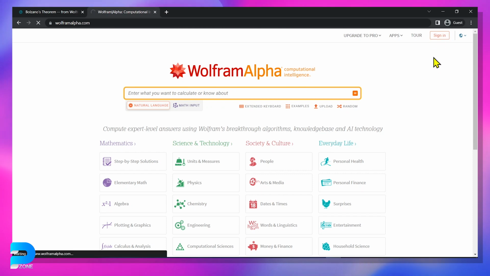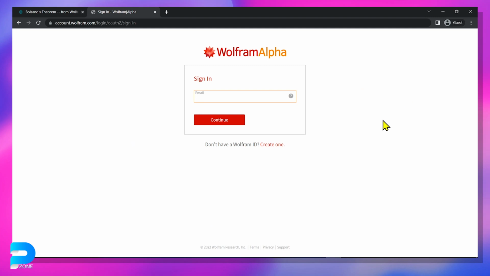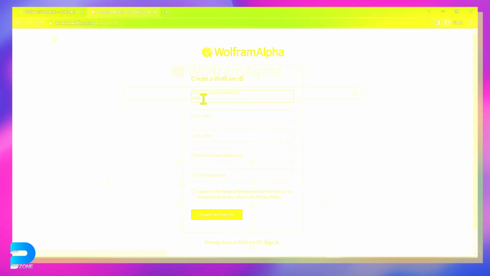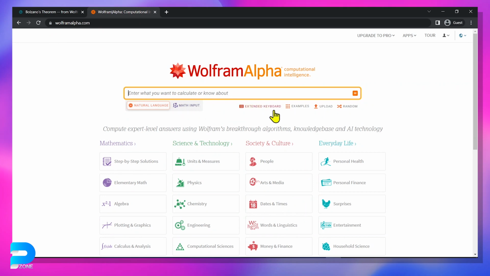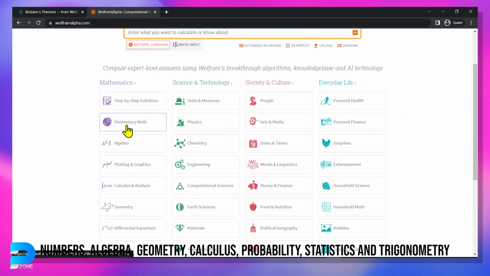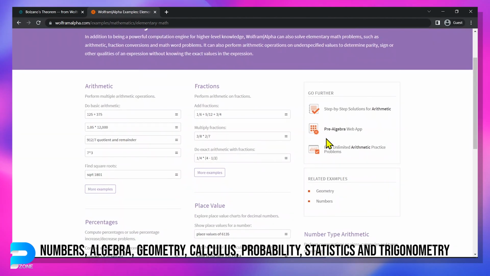When you first open the website, you'll need to enter your email address. You can then use it to access the online tutorials. If you have a tablet, you will be able to access the tutorial directly. You can learn about numbers, algebra, geometry, calculus, probability, statistics, and trigonometry.